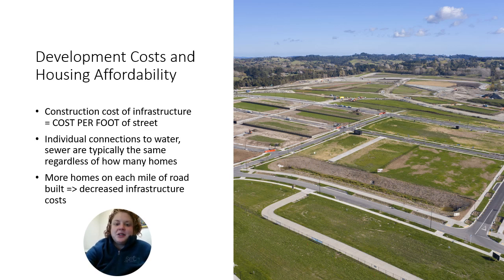Infrastructure costs are a cost that local governments can impact. Developers often look at the cost per foot or per mile of road, and as you can imagine, they are often trying to maximize the number of homes per mile of road that they build. Allowing smaller lots, especially narrower lots, and shorter side yard setbacks allows developers to increase the number of homes per mile of road constructed.